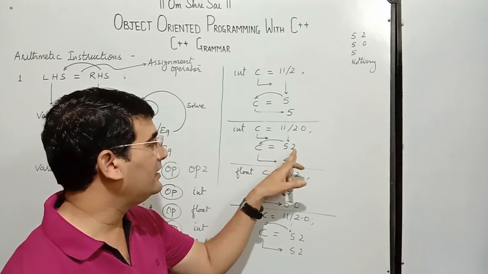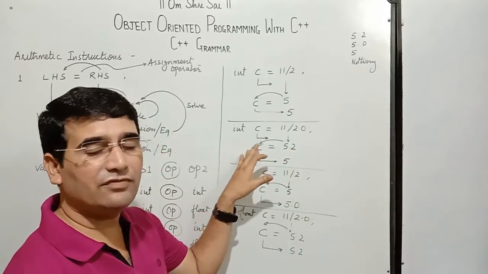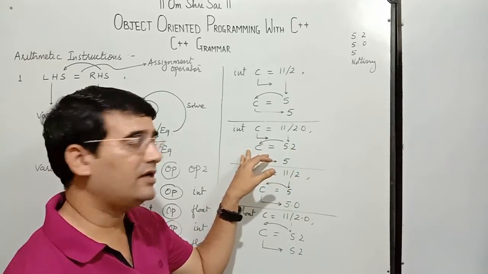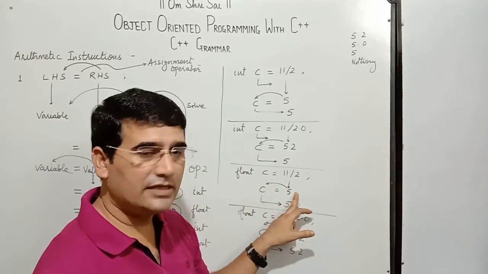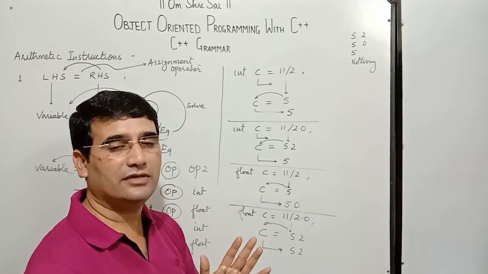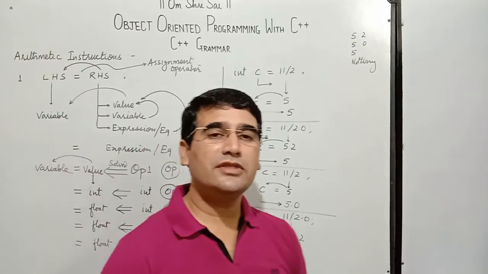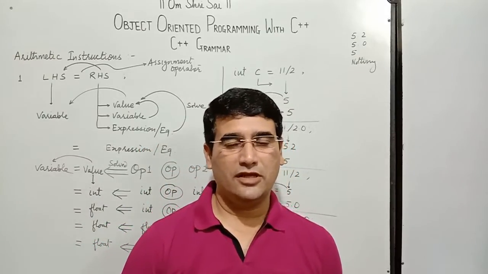If the value at right hand side has larger capacity as compared to the capacity of the variable at left hand side, the value will be truncated. On the other hand, if the value at right hand side is of less size as compared to the variable at the left hand side, then the value will get expanded. So this is all about the arithmetic instructions. The logical instruction we'll discuss when we'll discuss if statement.